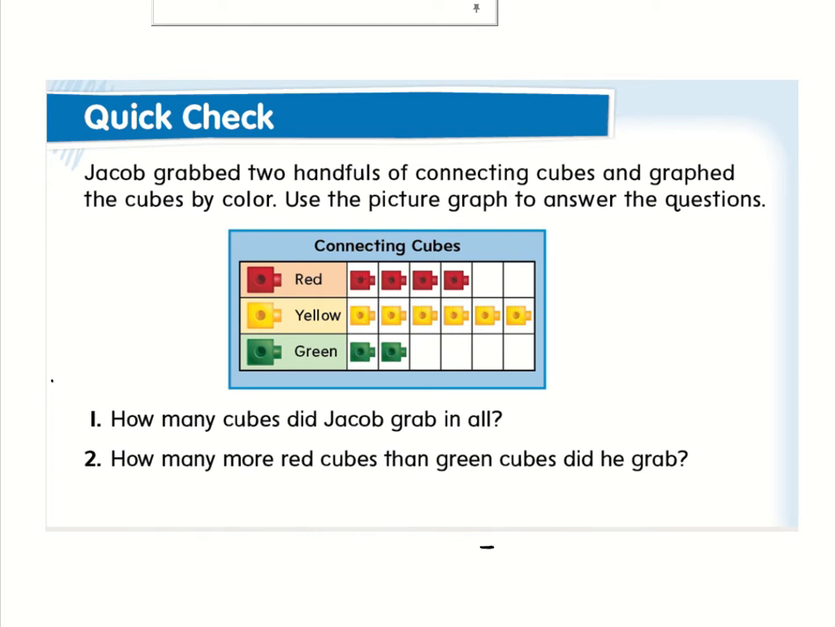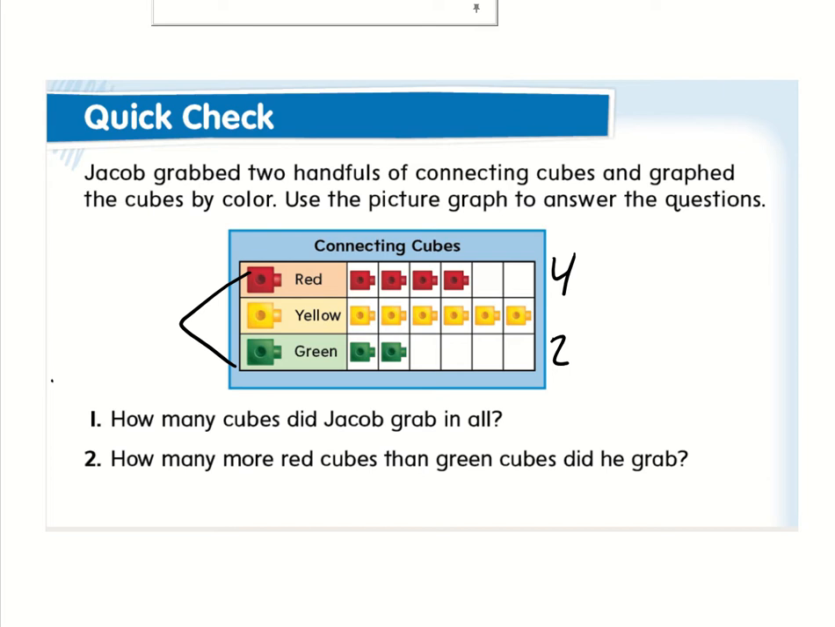Alright, so last part right here, boys and girls, our second question. How many more red cubes than green cubes did he grab? So when we have questions like this, we're trying to find the difference between the red and the green. So we have to take a look at which one has more, which one has less. I can see that the red cubes have 4, and the green cubes have 2. And we want to find the difference between those two numbers.